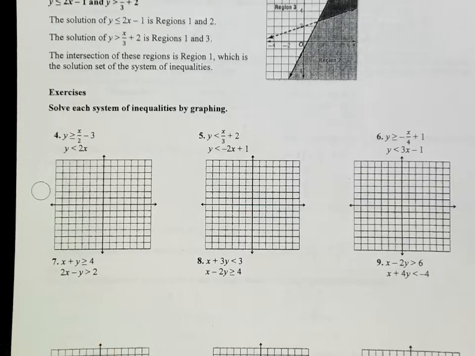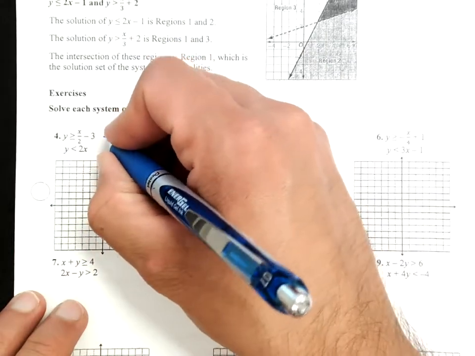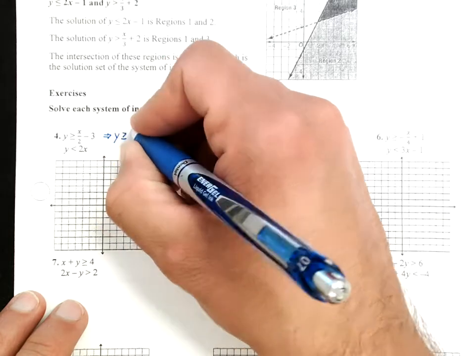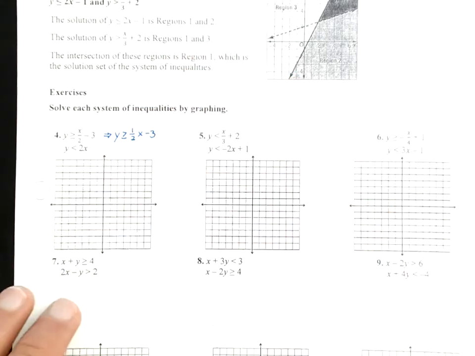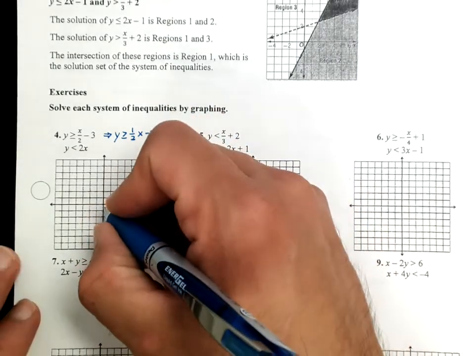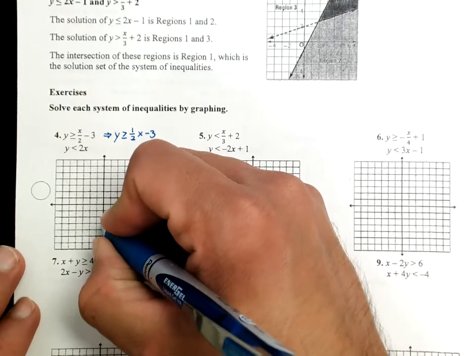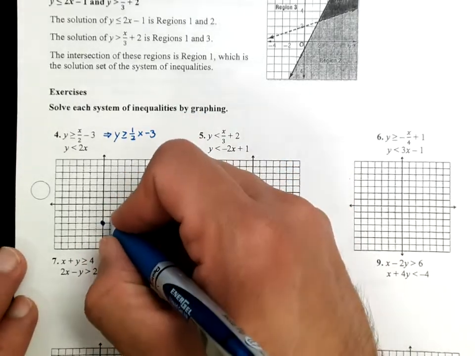All right, so if we look at this first one, this would be the same thing as having y is greater than or equal to 1/2 x minus 3. I just wanted to make sure you knew that. We're going to go ahead and graph that one. Remember, the y-intercept is -3, and the slope is 1/2, so I'm going to go up 1, to the right 2.